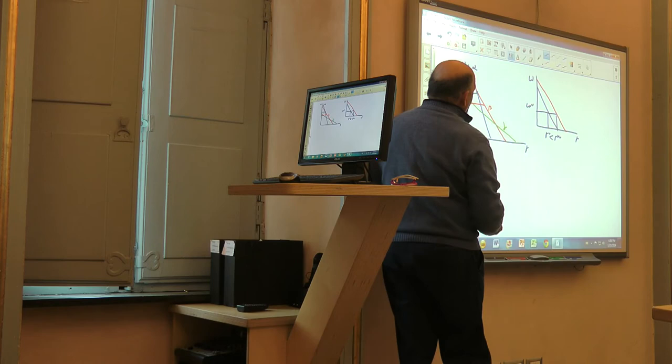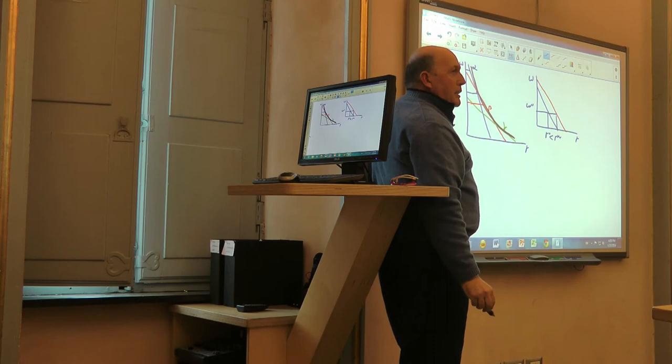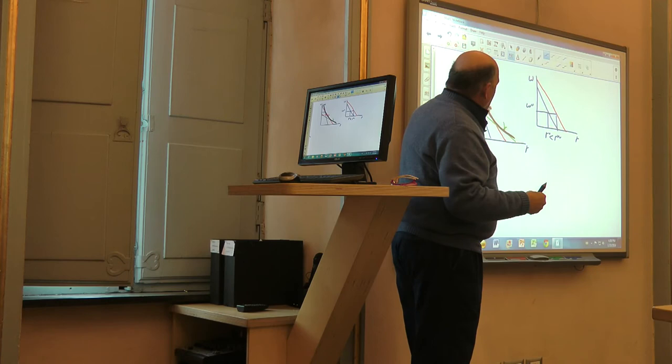The way in which they intersect is the garden techniques. They give us exactly the neoclassical production function. Right? It's the neoclassical production function. You join all the upward intersection points and you get together the neoclassical production function.